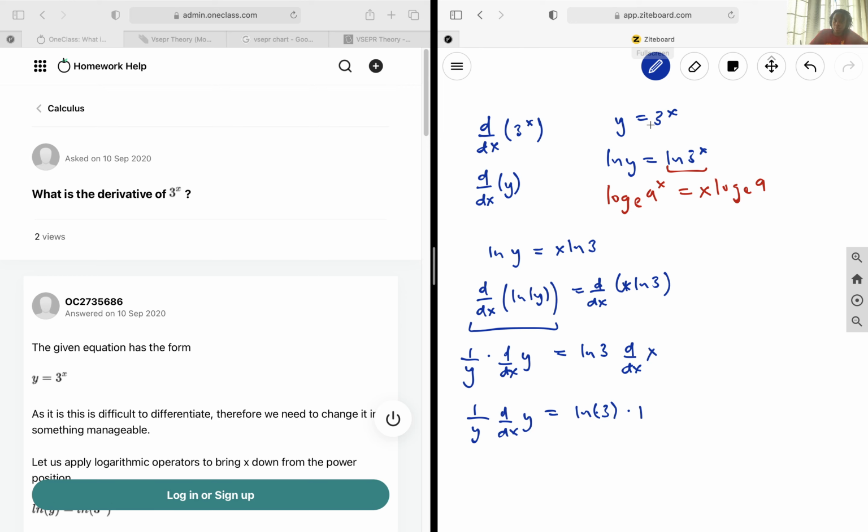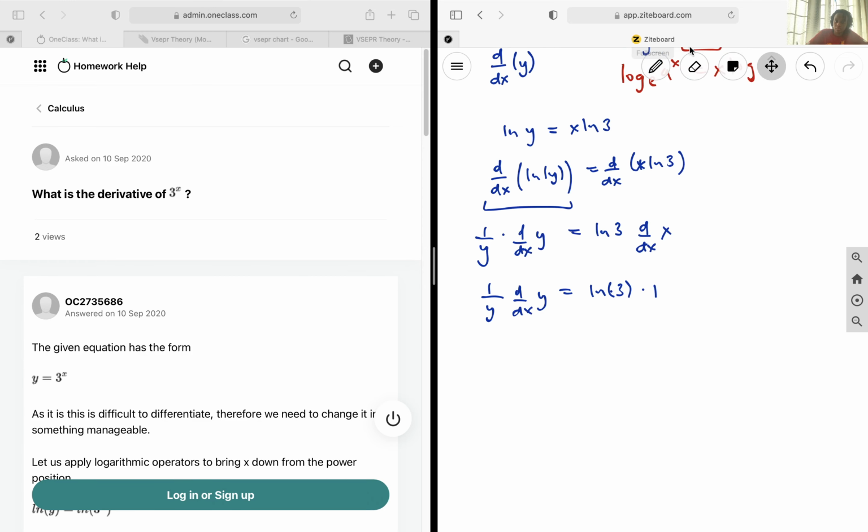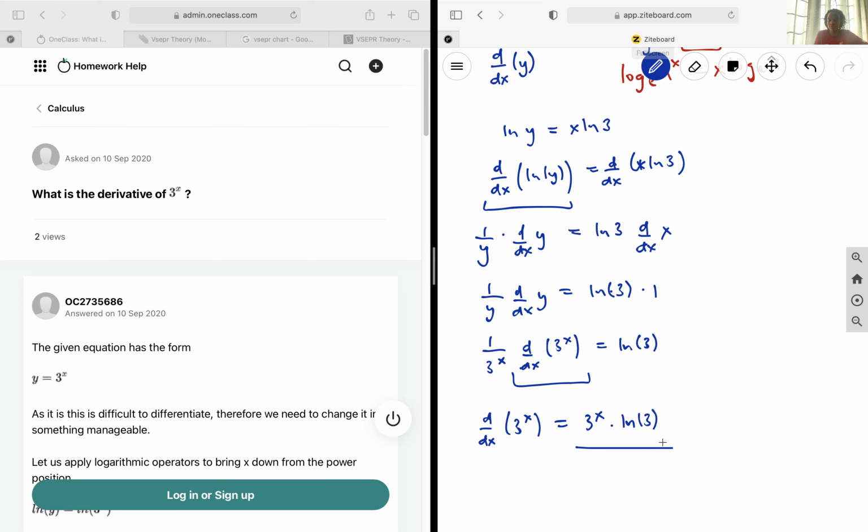Next up, we're going to put back in y in terms of x. So we know this will be 1 over 3 to the power of x, d over dx of 3 to the power of x, is equal to ln 3. And then we're just going to isolate for this because this is what the question is asking for. So d over dx of 3 to the power of x is equal to 3 to the power of x multiplied by ln 3. And that is going to be our final answer.